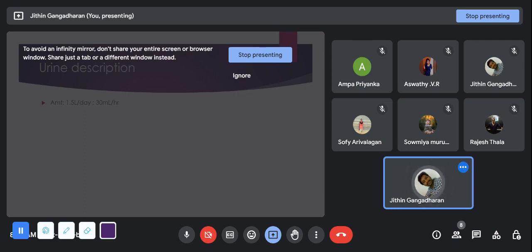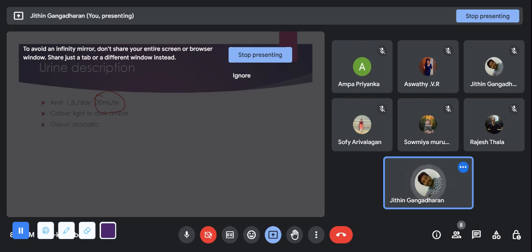Urine description. The normal, this thing is super important. What is the normal urine excretion? It is 30 ml per hour. The urine excreted from the body is 30 ml per hour. This is the minimum urine output that a body should have, 30 ml in an hour. When you see it is less than 30 ml per hour, you have to think that the kidneys are compromised. Okay, that is the normal urine description. So the amount is 1.5 liters per day.